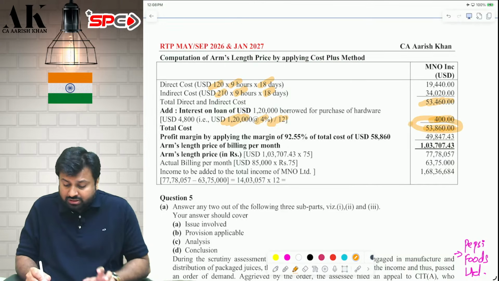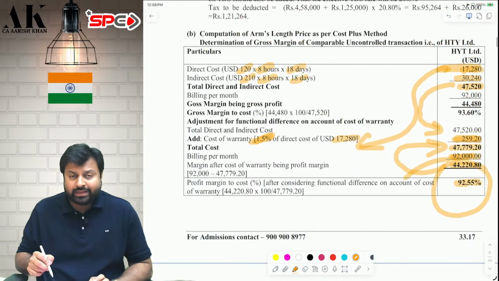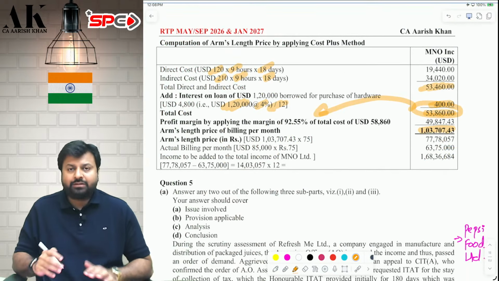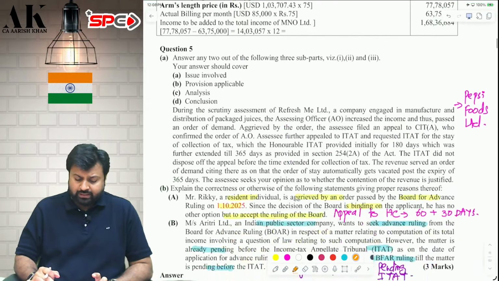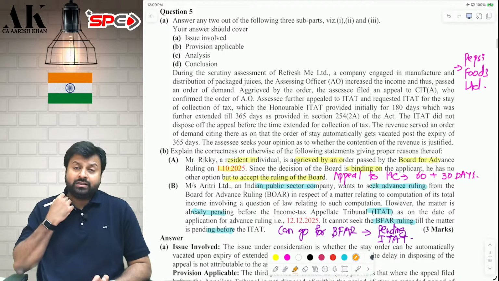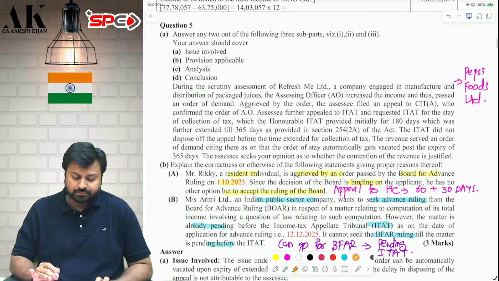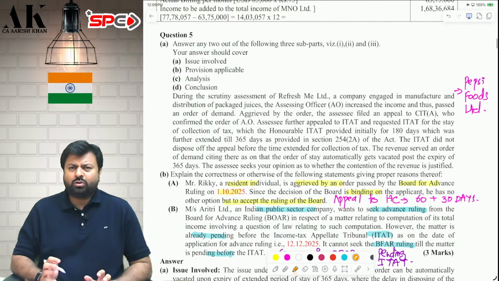Now on this total cost, you will apply the margin which we have computed over here, arm's length margin. After that, you will get your arm's length price and then find out the differential amount. I hope it is clear to all of you. It's a very good question of DTAA, of transfer pricing, which can repeat in the examination. Be careful. Okay. Next question, very simple question, nothing great as such.